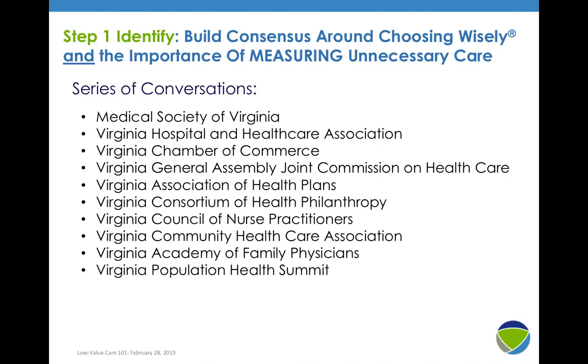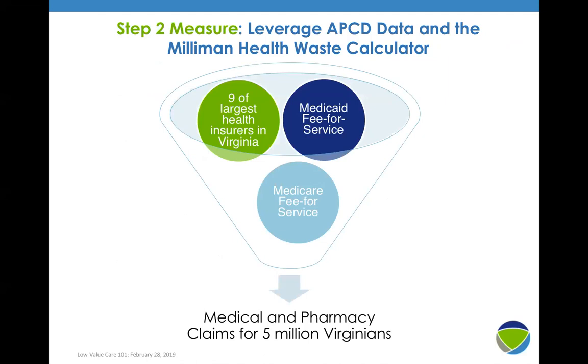So I mentioned the first step, identify. This was really building consensus for us. Could we get everybody in the Commonwealth agreed that this was going to be a priority? And so I just list here probably about 1/3 of the presentations that I did over a 1.5-year period of time to really go out, talk with folks about this idea of measuring unnecessary care in Virginia, building consensus that this is something we wanted to tackle. And the good news is that from all these different entities, the resounding feedback that we got was this is important. Next slide.